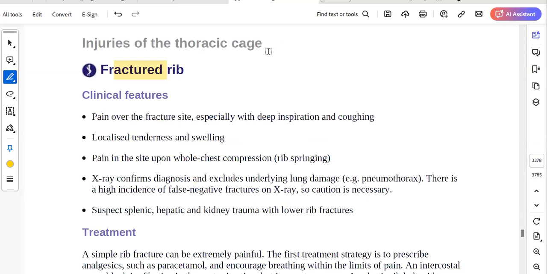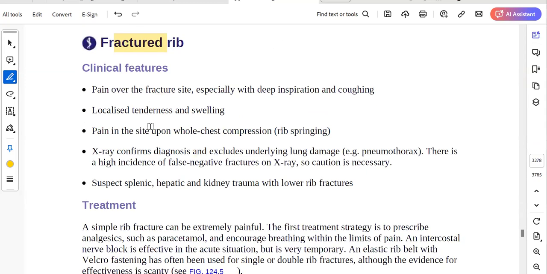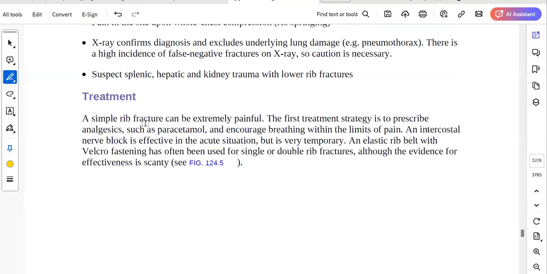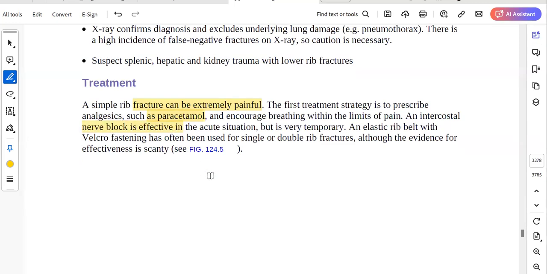Moving on, fracture rib. Fracture rib, you know already, we discussed that in our surgical class, so you can go through that. A simple rib fracture can be extremely painful. So the first strategy is to prescribe analgesics such as paracetamol and encourage deep breathing. Sometimes, even if needed, we can go for an intercostal nerve block.